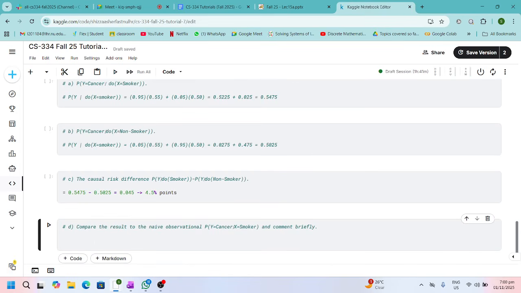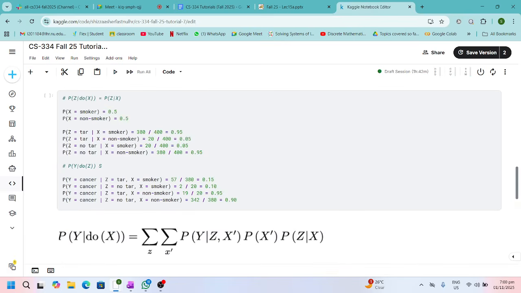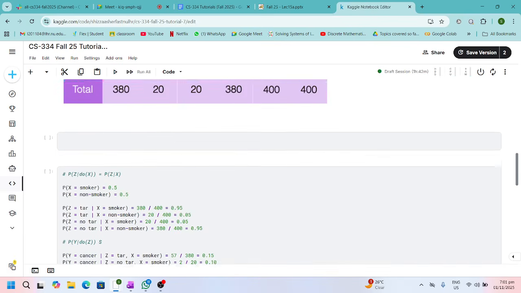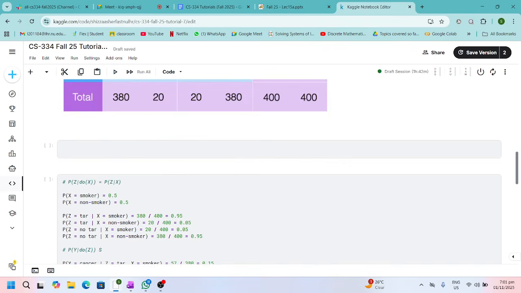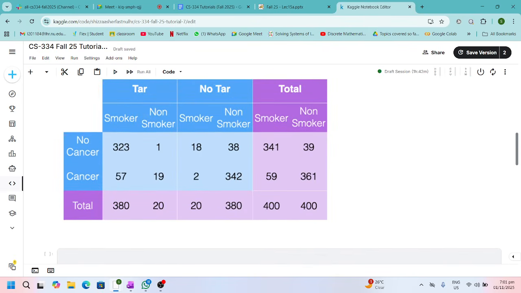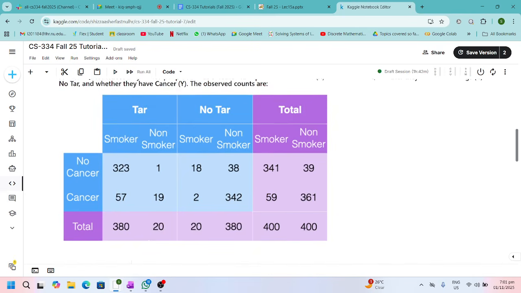One last part to this question, because this is very important. Compare the result to the naive observational. Right now we are calculating the observational; above we calculated the interventional by using the front door criterion. So this is what you are finding: the probability that y equals cancer given x equals smoker. This can be seen directly from the data. You will just check the total cancer amongst smokers divided by the total smokers.